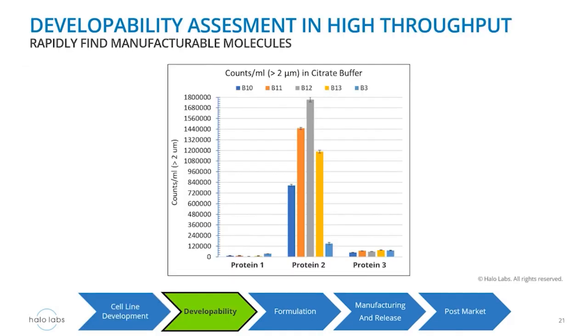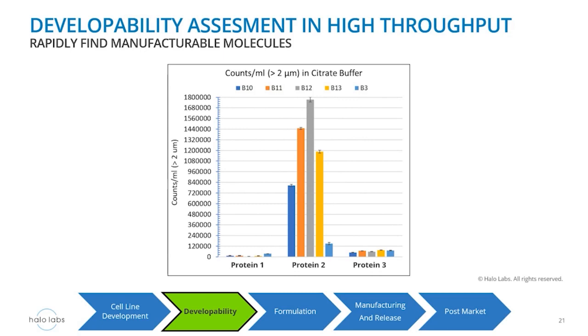So now you enter the developability stage, and you want to assess which molecules are the most manufacturable and which ones are not. So in the example we have here, we have 3 different proteins exposed to 5 different buffer solutions. And so we want to assess their stability in terms of particle counts, right? So we're looking at counts per mL greater than 2 microns. And right off the bat, you see that protein 2 did not enjoy any of these buffers. We see a lot of particle counts across all 5 of the buffers that we see here.